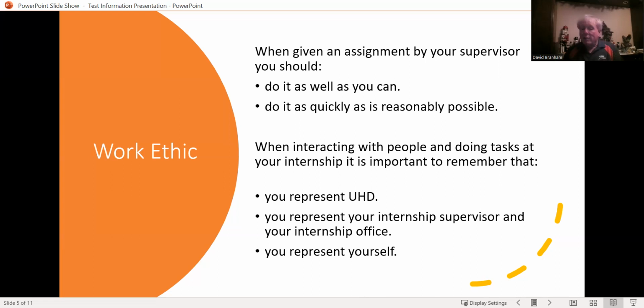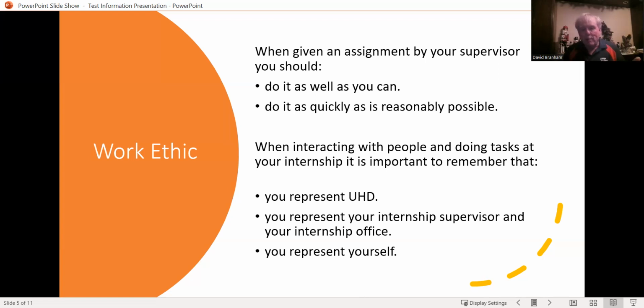When you're interacting with people in the workplace and doing tasks at your internship, it's important to remember a few things. One, remember that you represent UHD. You're not only representing yourself, you're representing every graduate at UHD, and certainly every graduate from the social sciences program. So remember that you are an example from your university.